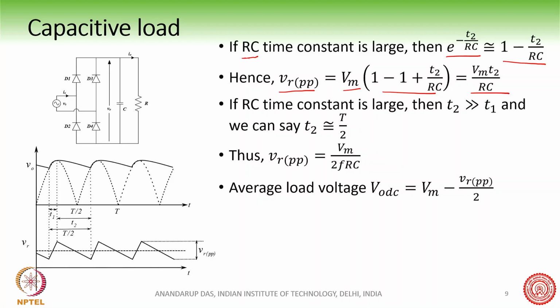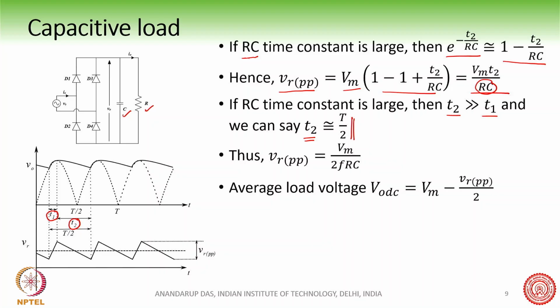Now again, since the RC value is very large, we have a very large time constant of this R and C, which is very practical. This happens generally. Then basically T2 is much more than T1. The T1 portion is very, very small as compared to T2. T1 is a very small fraction. So therefore we can say that T2 is almost covering the whole of the half time period.